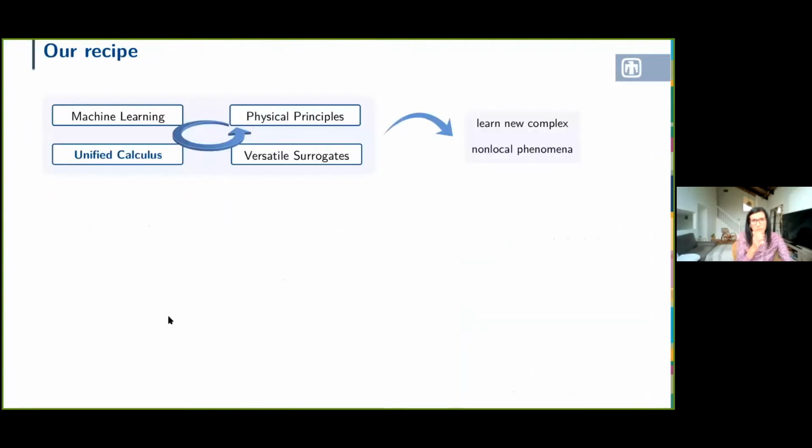So this is, I call it our recipe. It's well established now that by combining machine learning and physical principles, we can get much better predictions than by just using machine learning as a black box. What we're going to add to this, by surrogates here, I just mean any surrogate, polynomial approximation, neural networks, your favorite surrogate. But the addition for us is the unified calculus. So we're going to augment these methods with the theory that we developed, just so that we can identify non-local models that are well posed by construction.